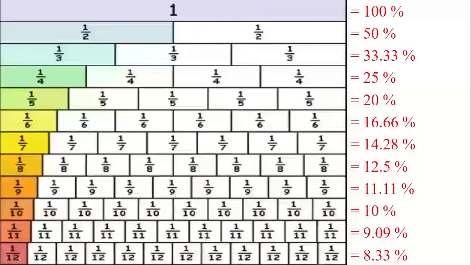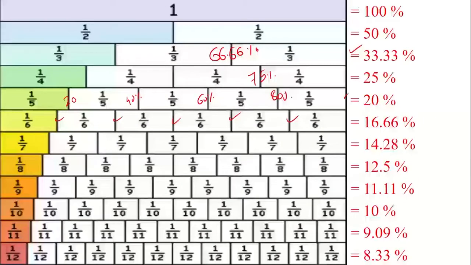After remembering all these fractions, you have to remember their multiples as well. For example, 1 by 3 is 33.33%. So 1 by 3 plus 1 by 3, which is 2 by 3, is 66.66%. 1 by 4, 25%. 2 by 4, 50%. 3 by 4, 75%. Similarly, 20%, 40%, 60%, 80%, and 100%. 1 by 6, 16.66, 2 by 6, 33.33, 3 by 6, 50%, 4 by 6, 66.66, 5 by 6, 83.33.